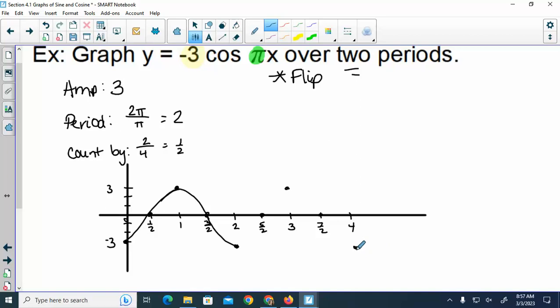I will typically only have you do 1 or 2 periods, and we can see, looking at this graph, it is 2 periods. There's 1, there's the second. So it goes through the complete cycle. Any questions on that?